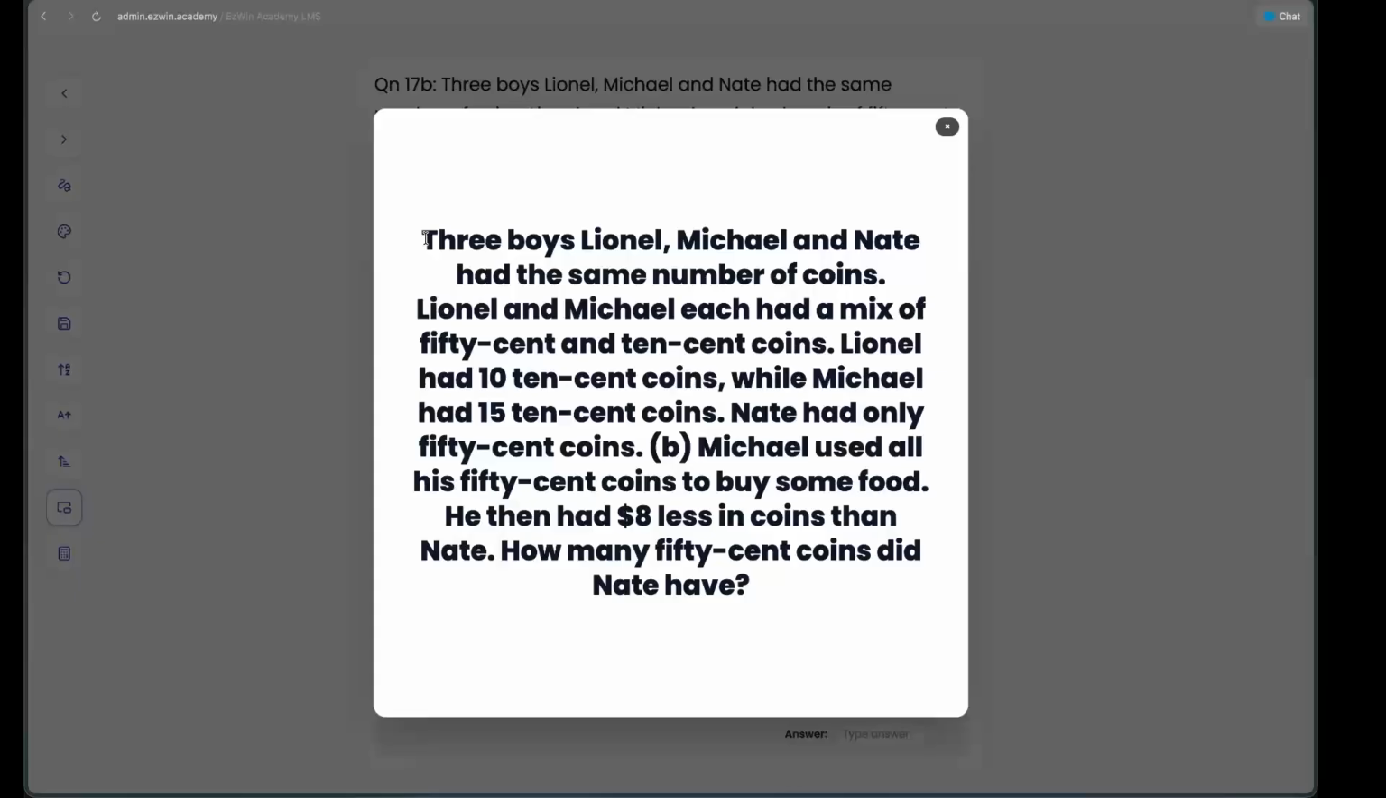Question 17, Part B. 3 boys, Lionel, Michael, and Nate, had the same number of coins. Lionel and Michael each had a mix of 50-cent and 10-cent coins. Lionel had 10 10-cent coins, while Michael had 15 10-cent coins. Nate had only 50-cent coins. Michael used all his 50-cent coins to buy some food. He then had $8 less in coins than Nate. How many 50-cent coins did Nate have?